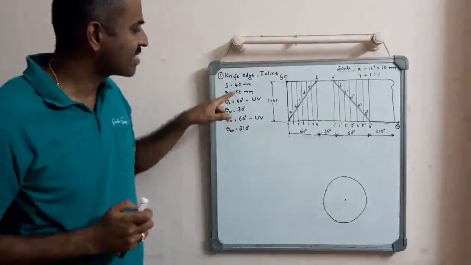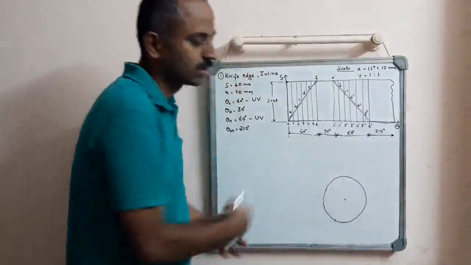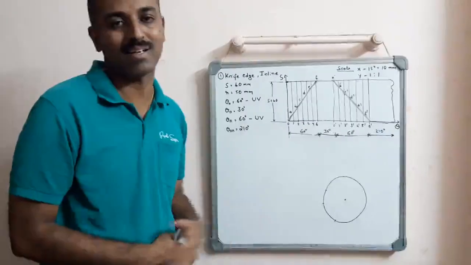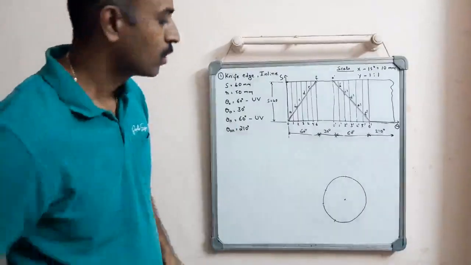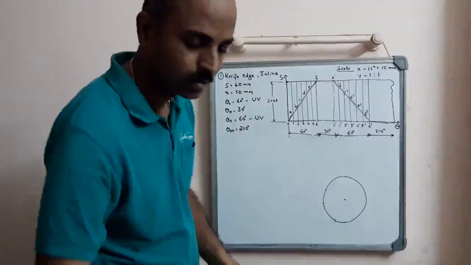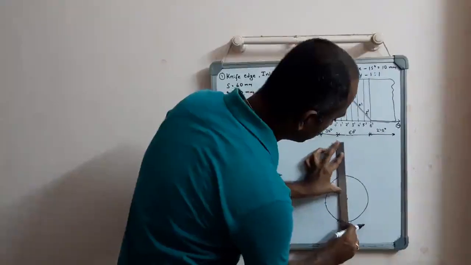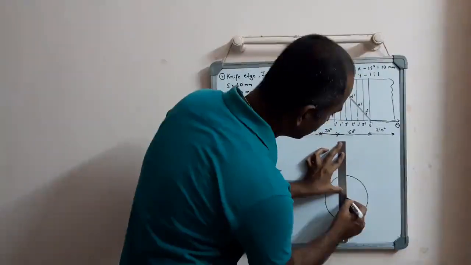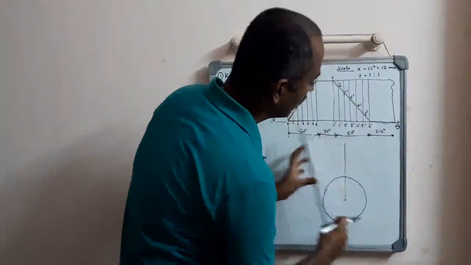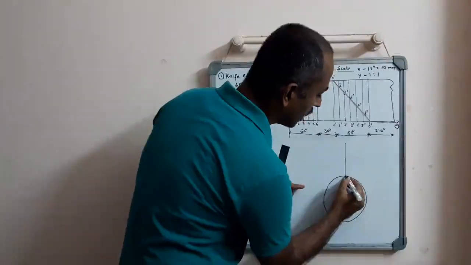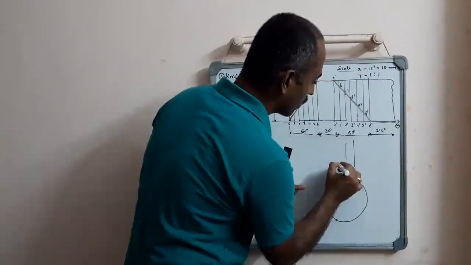So the base circle radius given is 50 mm. Draw a circle, which we call the base circle, of radius 50 mm. Then after that, draw a reference line, the center line, then approximately represent the knife edge follower.